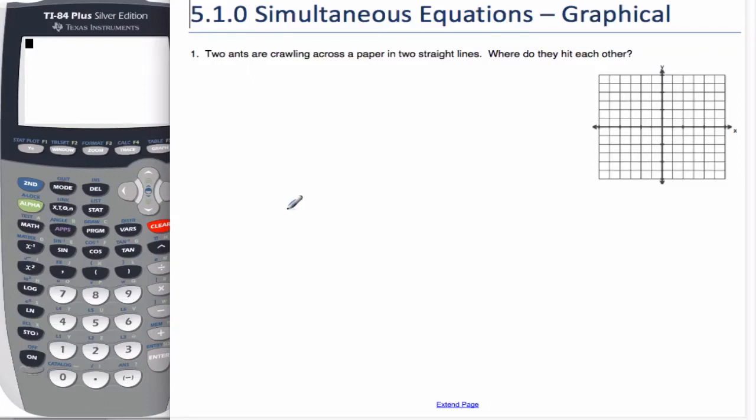All right, so today we are going to talk about simultaneous equations, and we're going to do a graphical approach. I want you to consider the situation that I'm going to have two ants crawling across a paper in two straight lines. I want to see where they hit each other.